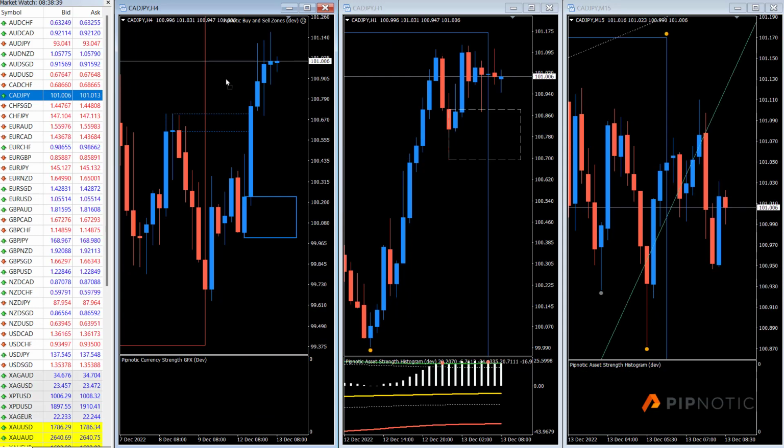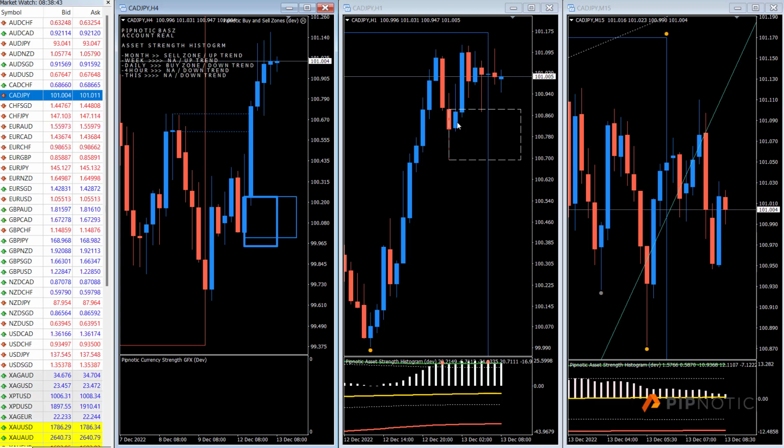This is the Canadian dollar, Japanese yen. We had an area of 1-hour demand. It was formed. Price left it. We tested it. We've already had our 1-to-1 risk reward on that area. We've got this one down here, 4-hour area of demand. It is 1, 2, 3, 4, 5 periods old. So the likelihood of price reacting at that area is relatively high.